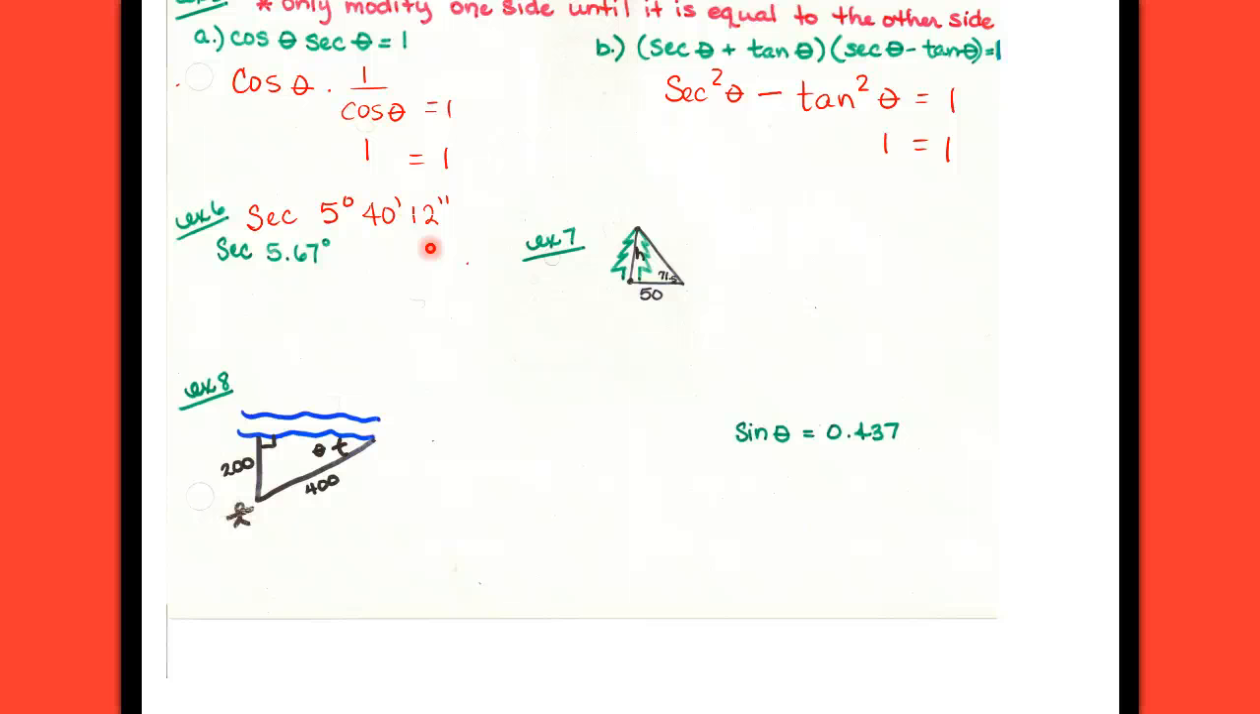And so what they did was they treated a degree exactly like an hour on a clock. If you take a degree, you can break 1 degree down into 60 minutes, and then you can break each one of those minutes down into 60 seconds. And so this is 5 degrees, 40 minutes, and 12 seconds.